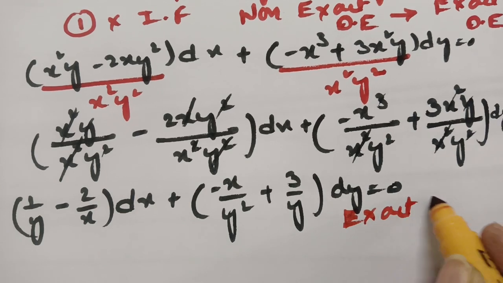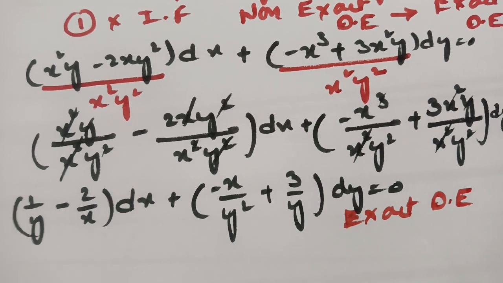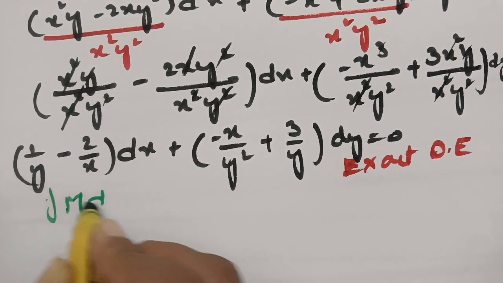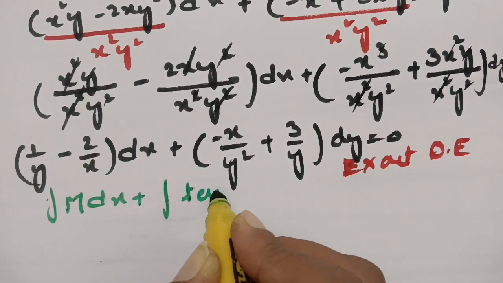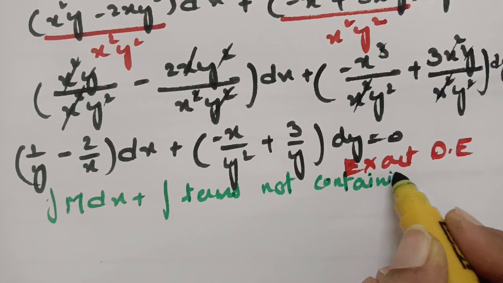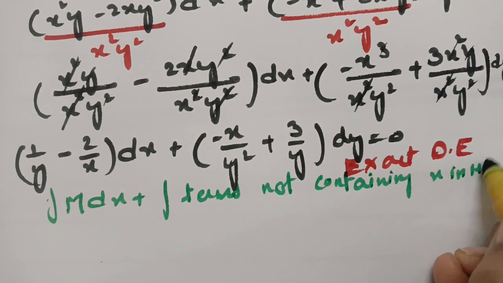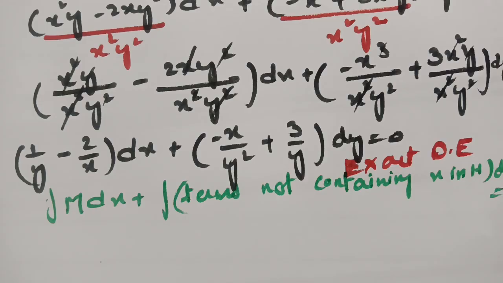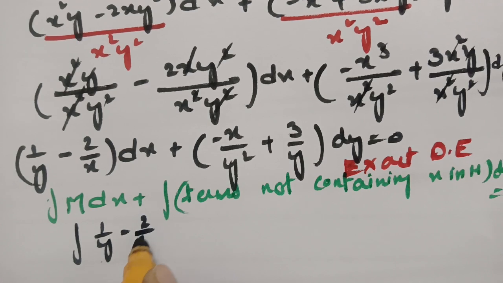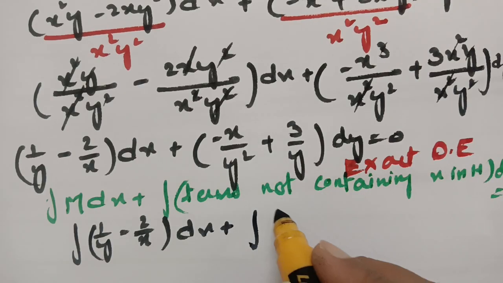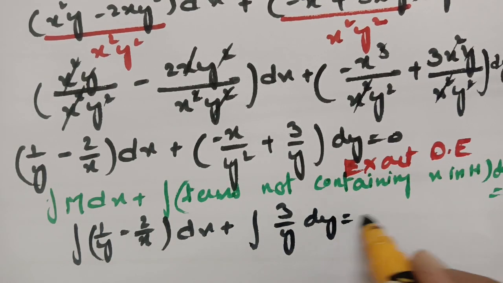So if it's an exact differential equation, the solution is the integral of m dx plus the integral of the terms not containing x in n, dy, is equal to c. See, what is m here? So this is m here. So this is going to become the integral of 1 by y minus 2 by x into dx plus the terms not containing x. There is x here, leave it. And this is 3 by y dy is equal to c.